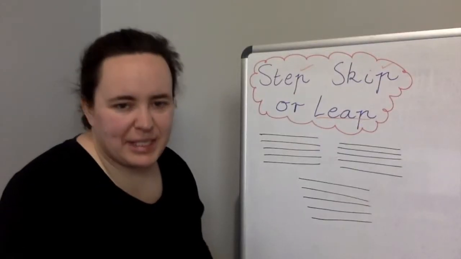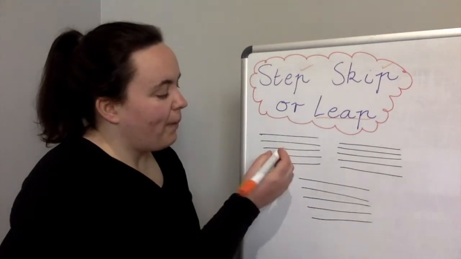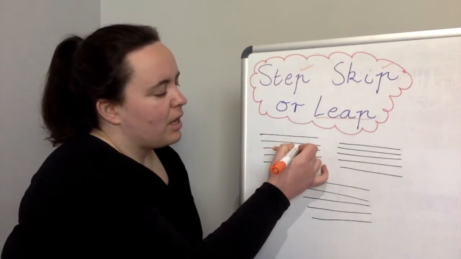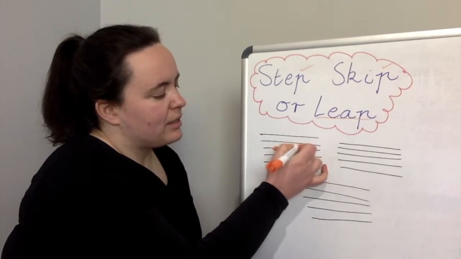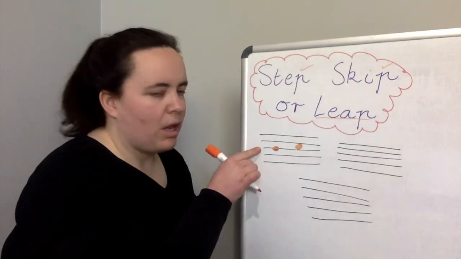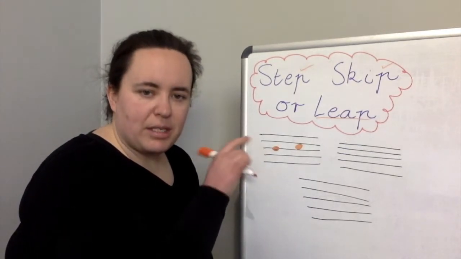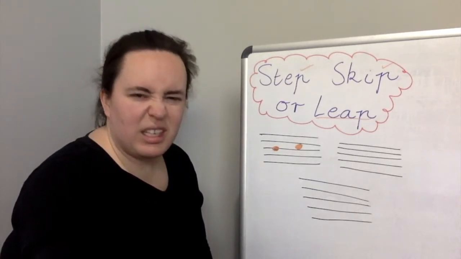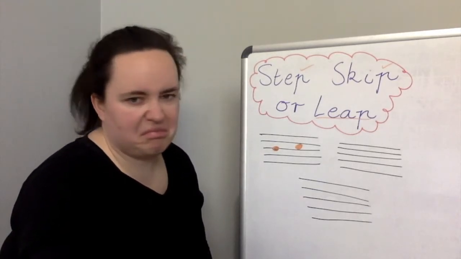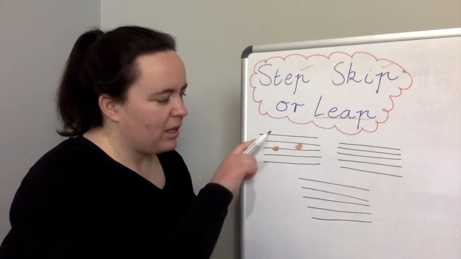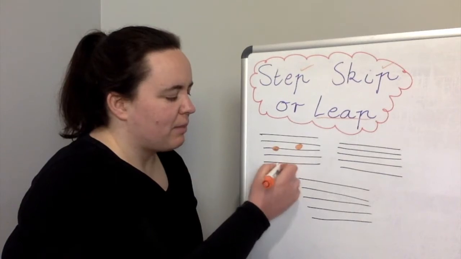Let's take a look at some examples that are on the lines now. So if I pop my sound on line number 3 here, and I draw my next sound in space number 3, have a think about what that might be. We're going from line 3 to space 3. Is that a copycat? No. Did it leap anywhere? No. It's gone right next door from a line to a space, so that has to be a step.